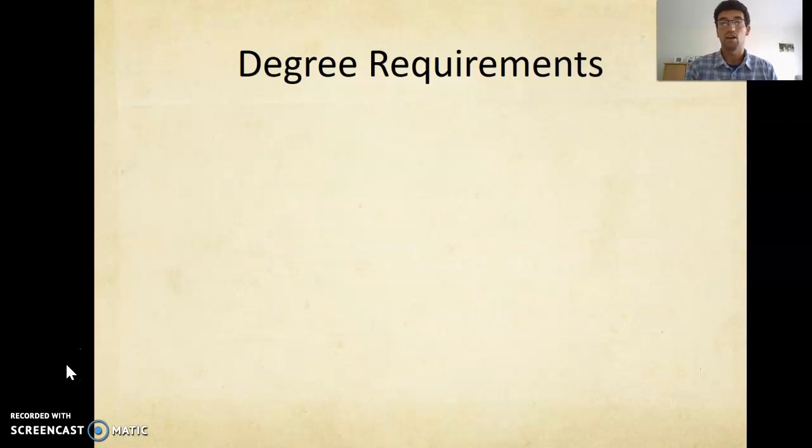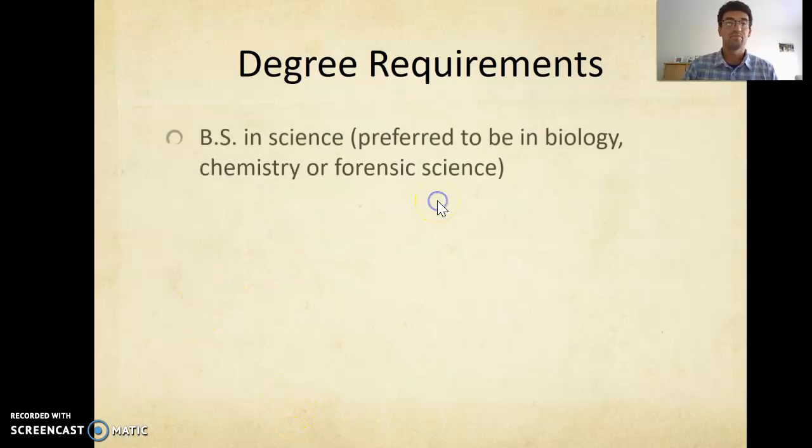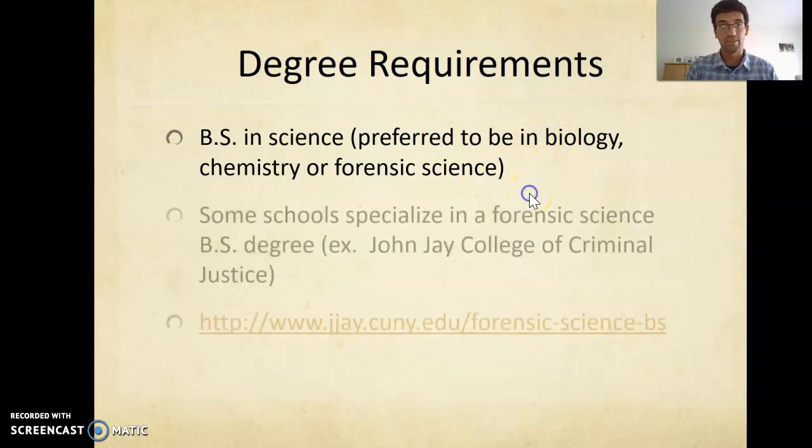So after looking at all the different careers, if any of those seem interesting to you, and you are wondering, how do I become a forensic scientist? Well, here's how you get started. First, you do need a BS in science. They prefer it to be in biology, chemistry, or even forensic science if the school that you go to offers it. So the first thing, you have to go to college and major in one of these three things and get a degree in them.